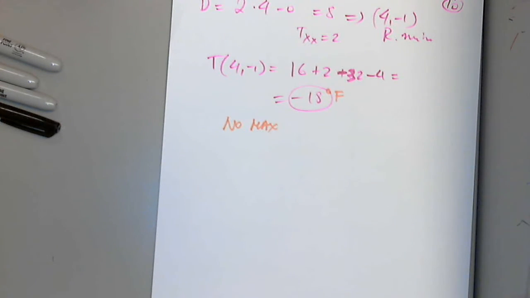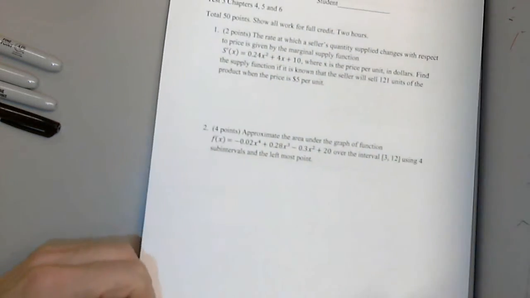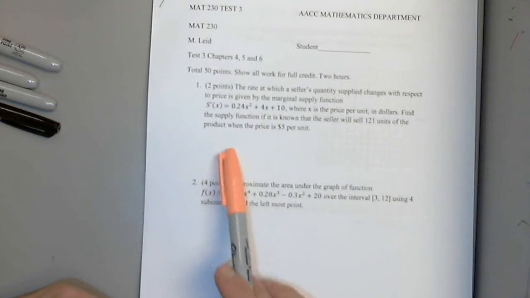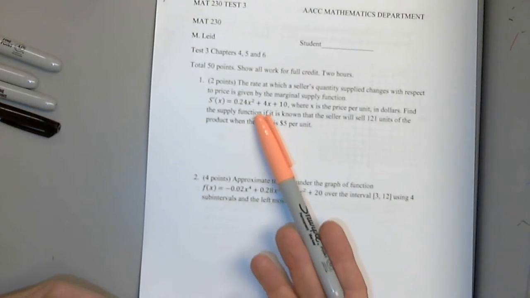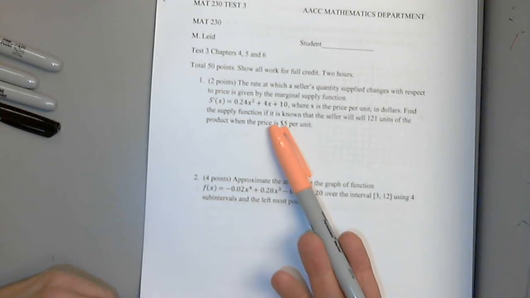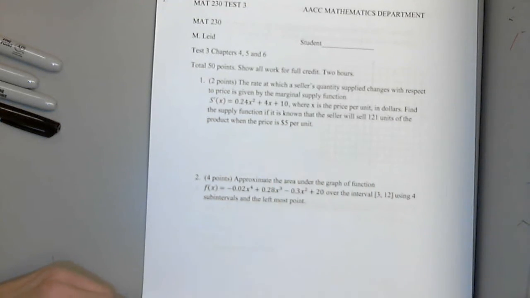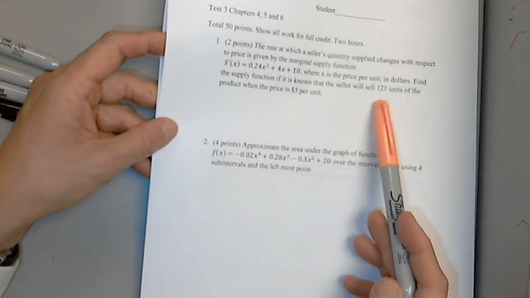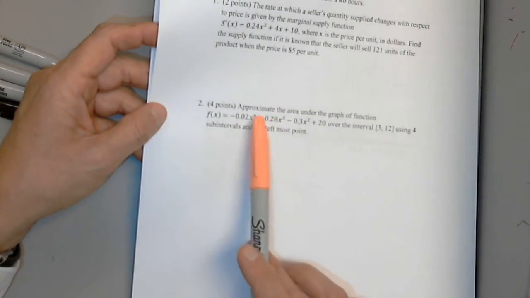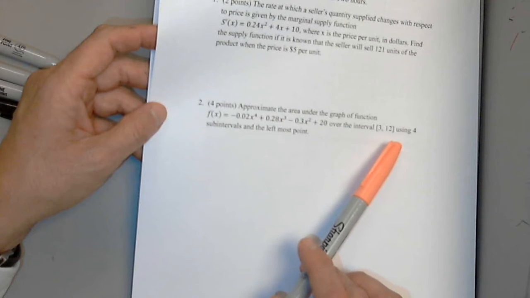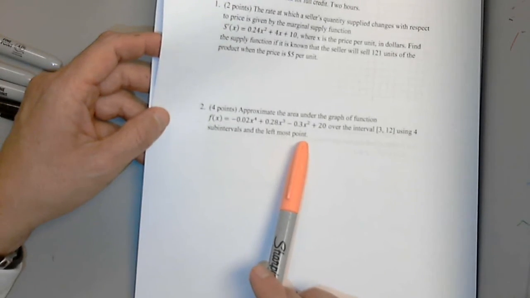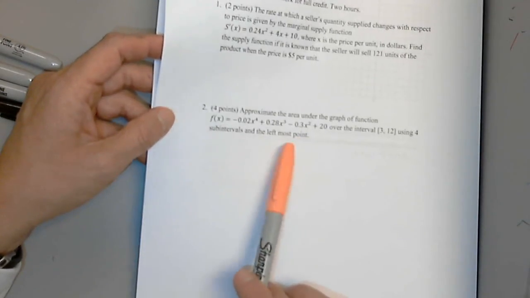So what we covered last time, from chapters 4, 5, and 6. We look at a problem like this in which we were given the derivative, we're asked to integrate, basically, and just find the function, nothing else. And you were given a condition to approximate the area using 4 subintervals, and the leftmost point or the midpoint or whatever.